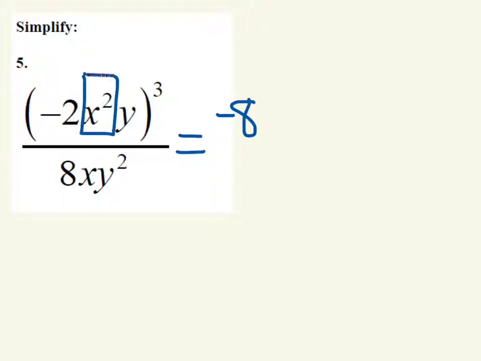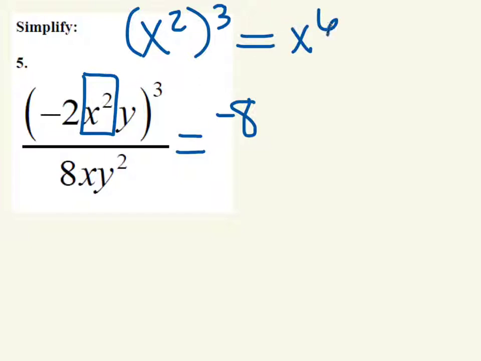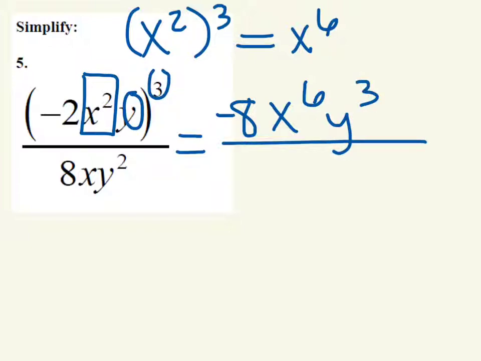that something like x squared raised to the third is equivalent to x to the sixth. So I'll write that as x to the sixth. Then I have y raised to the third. Simply rewrite that as y to the third.